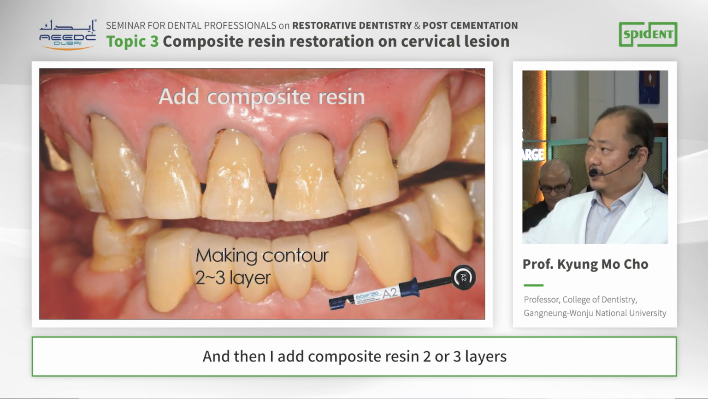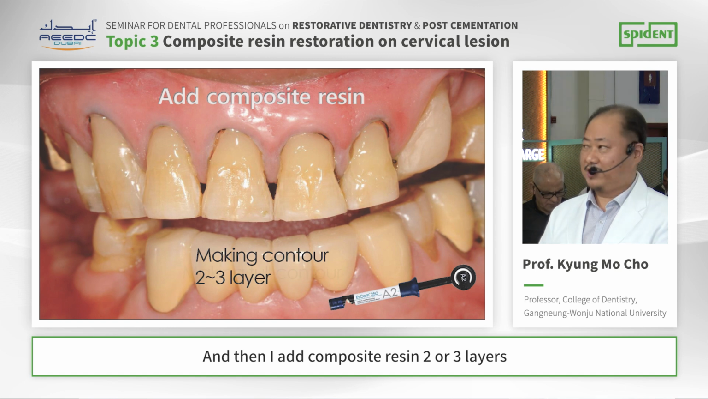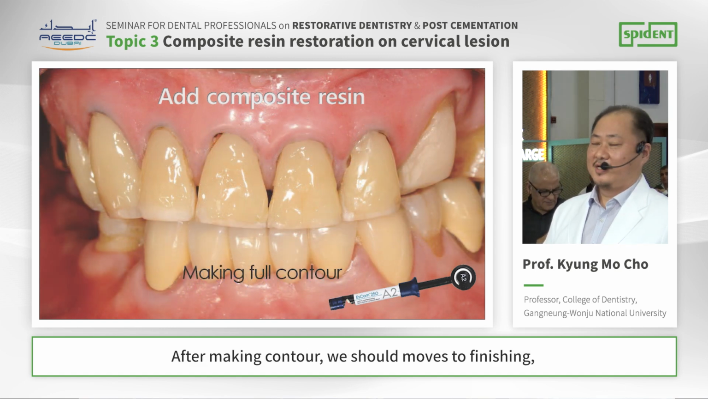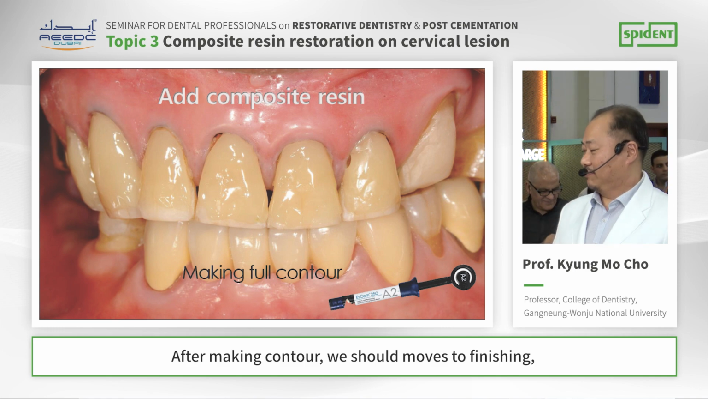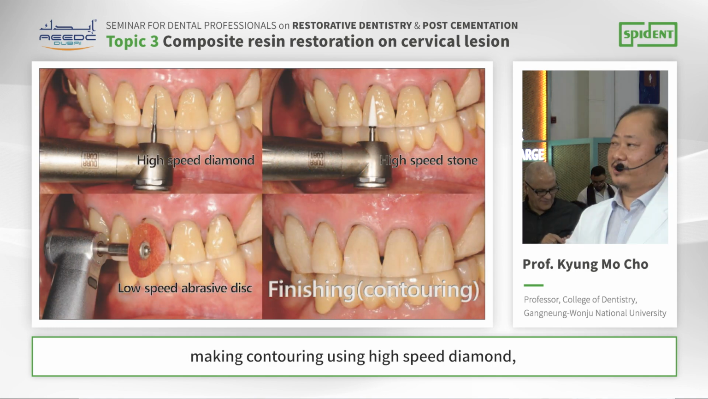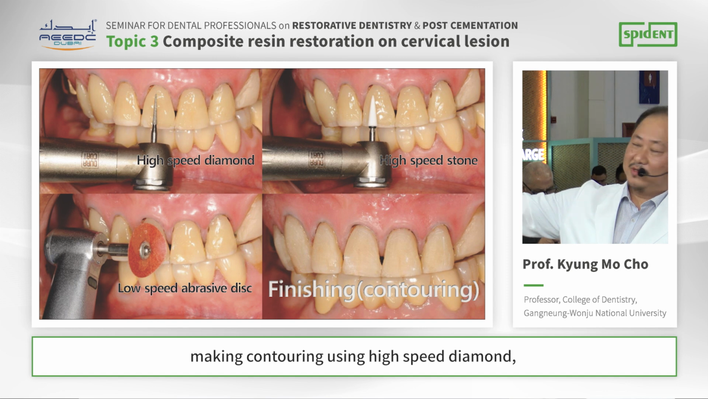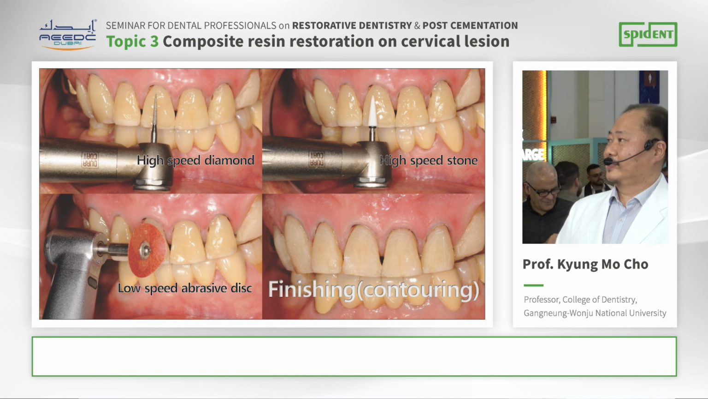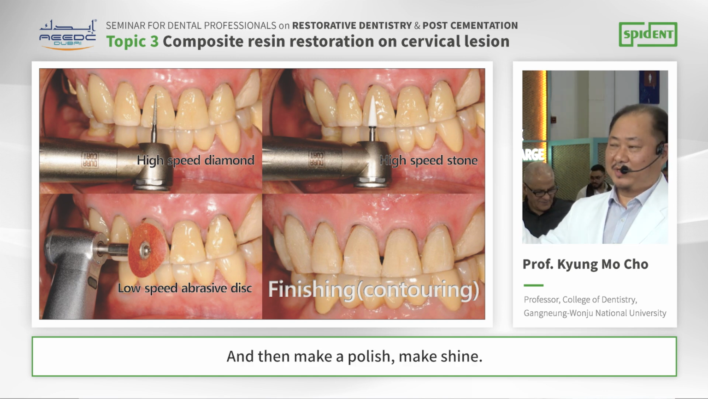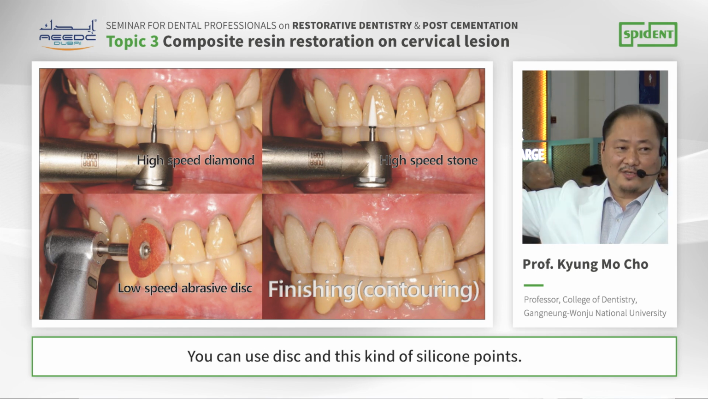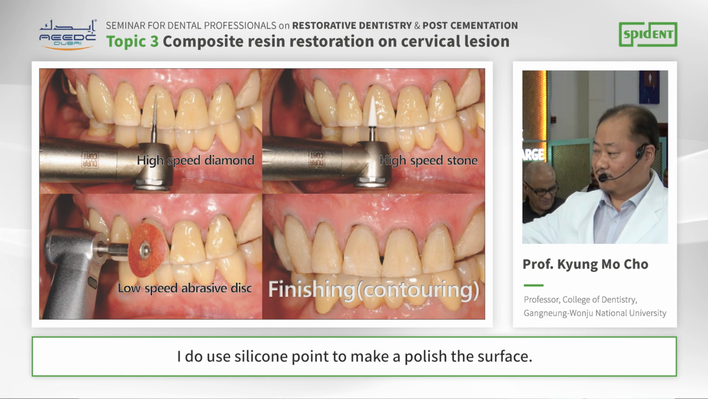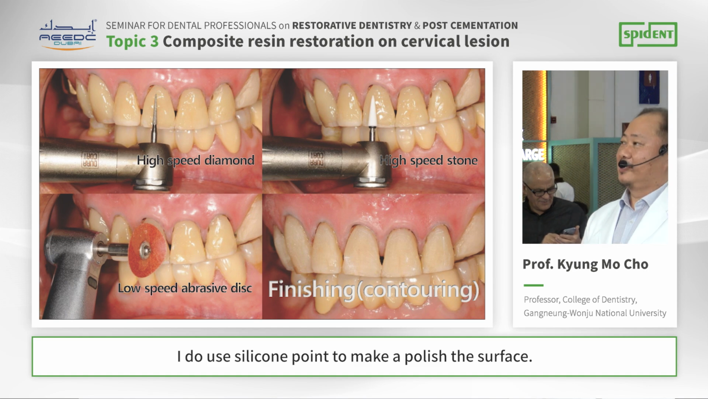And then I add the composite resin in 2 or 3 layers and make a contour. After making the contour, we go into finishing, making the contour using a high-speed diamond or a high-speed stone bur, or whatever low-speed instrument. And then make a polish and make a shine. Then you can also use this kind of silicone point. I use a silicone point to polish the surface.